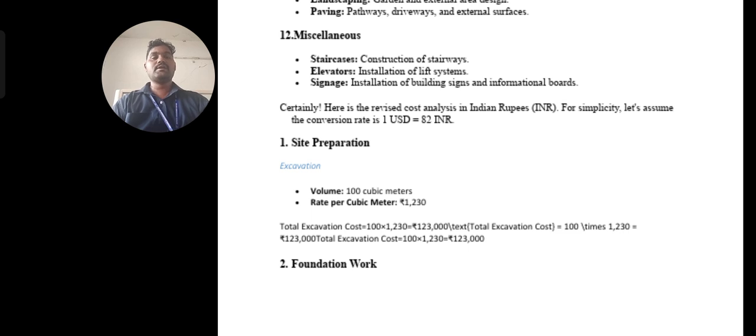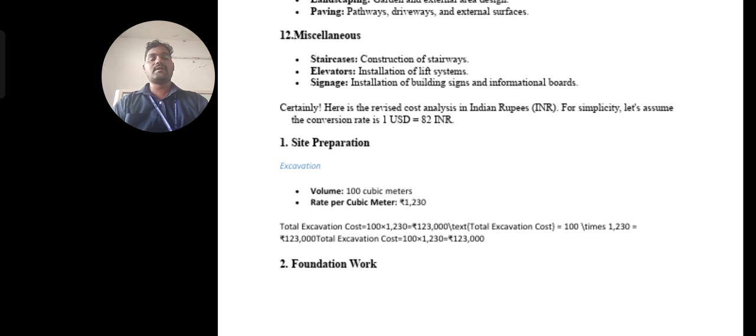You may have a doubt, sir, how this rate is taken, and how we get the quantity. Here, 100 cubic meters is specified. By measuring everything, including backfill, we estimate physically, so that you get the quantity.